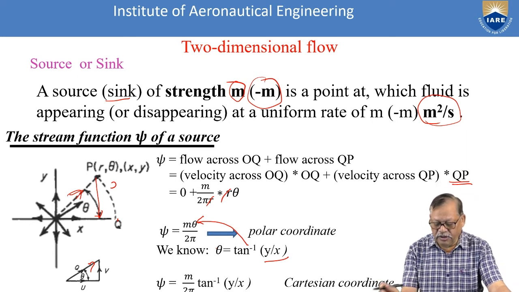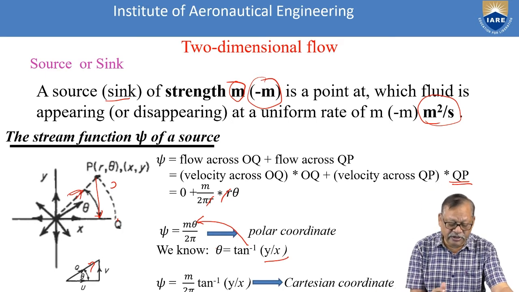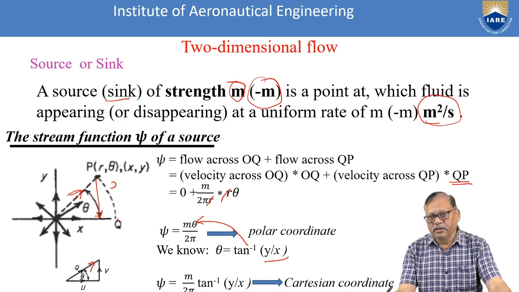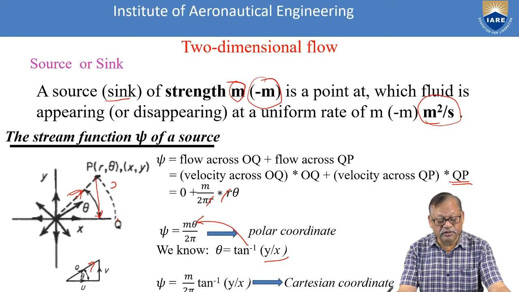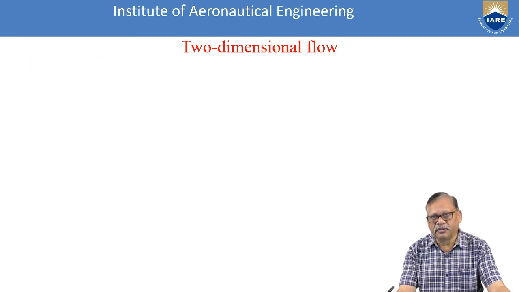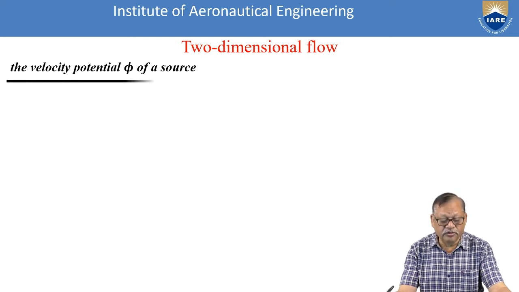Okay, so we got this in the Cartesian coordinate system. Very frequently hereafter we will use these two. So now we talked about only the stream function. What about the velocity potentials? We are going to talk about the velocity potential phi of a source.